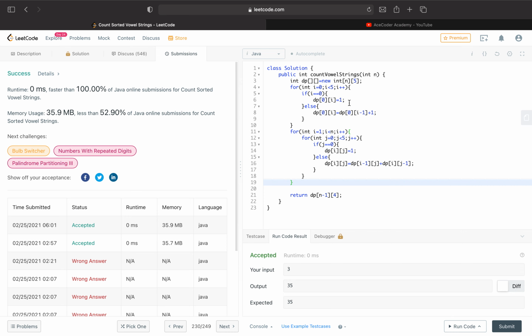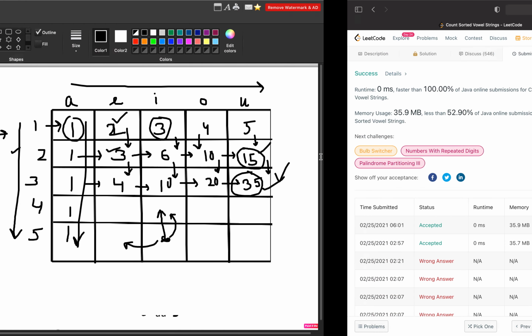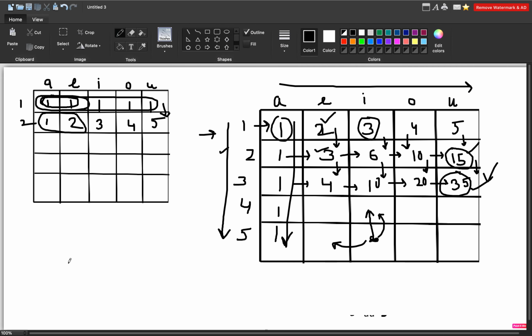So let's analyze the space and time complexity. The space complexity is basically the number of rows, which is n into 5. So that is the space complexity. It can be made better since we just require only one previous row. So yes, that can be done to optimize the space, but the time complexity is fine, so it is n square.